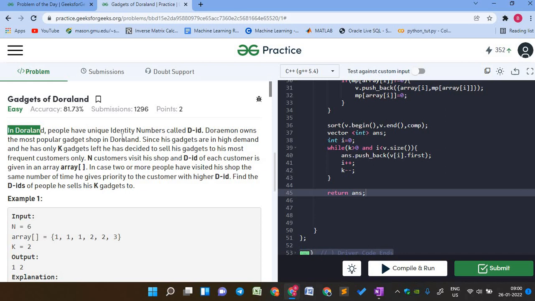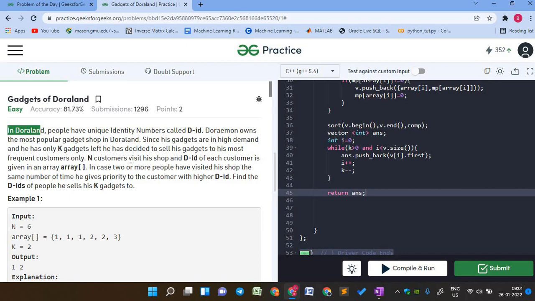In Doraland, the people have a unique identity number called DID. So every person in Doraland has a DID. Doraemon owns the most popular gadget shop in Doraland. Since his gadget is high in demand and he has only K gadgets left, he has decided to sell his gadgets to the most frequent customers only. So he has a shop and some customers, and he decided to give his K gadgets to his most frequent customers.